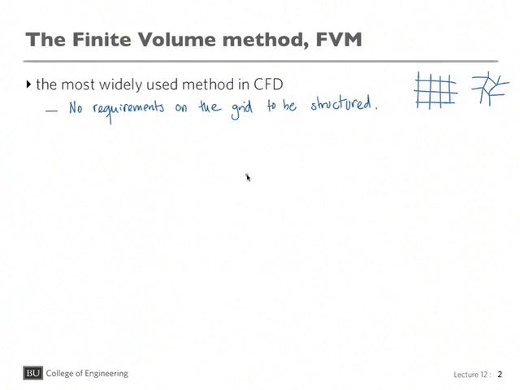Now, if I have some sort of triangular mesh, that wouldn't match either of these descriptions. That's what we mean by structured. So we don't require a structured grid in the finite volume method. We do require it in the finite difference method that we've been studying until now.